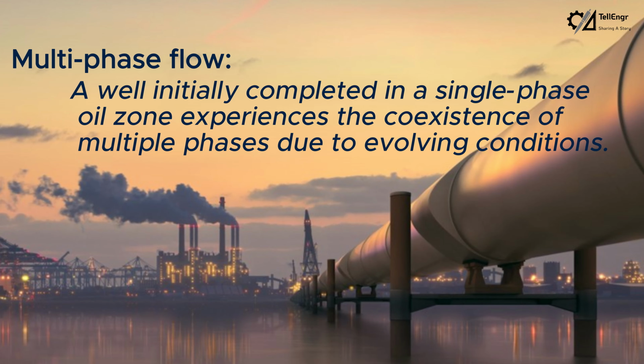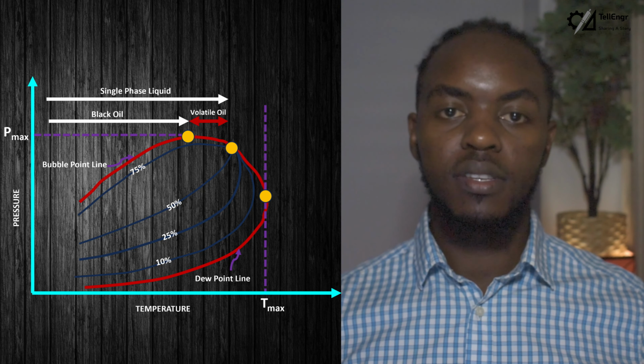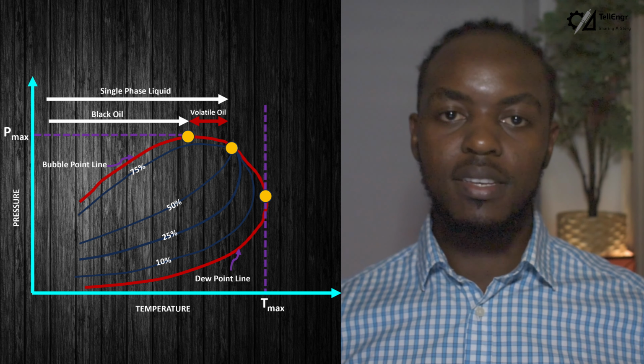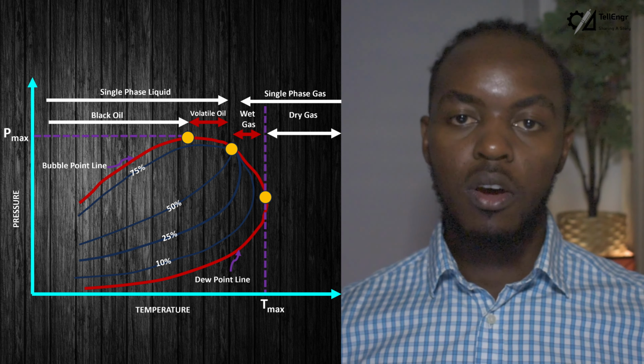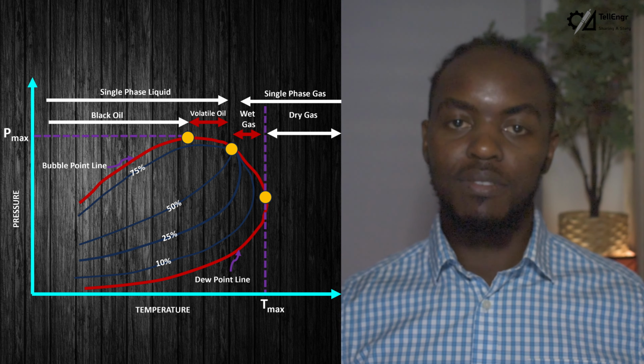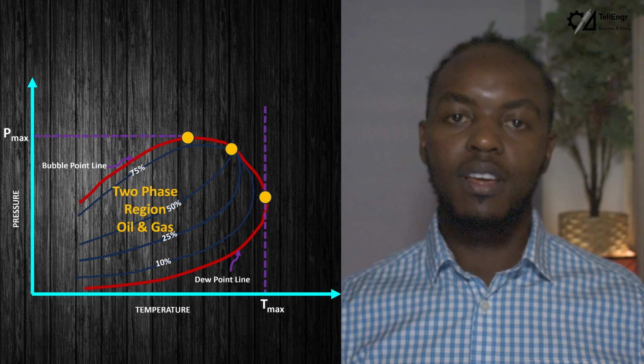The result is multiphase flow, a phenomenon where a well initially completed as single-phase oil experiences the coexistence of multiple phases due to evolving conditions. Now imagine a simple phase diagram where temperature and pressure serve as the axes. At lower temperatures and high pressures, the fluid predominantly exists in the liquid phase. As the temperature increases, the transition to the gaseous phase occurs, maintaining its state even as pressure decreases. At intermediate pressures and temperatures, both gas and liquid phases can coexist in varying proportions.